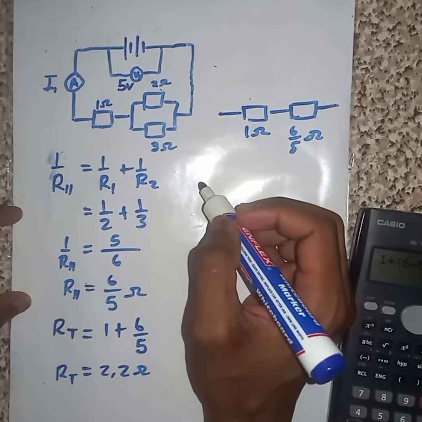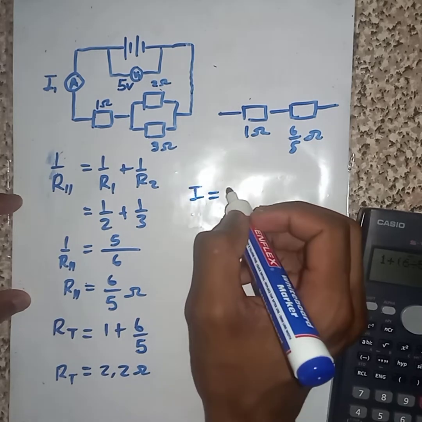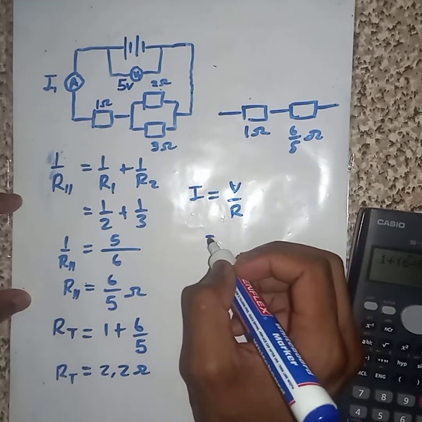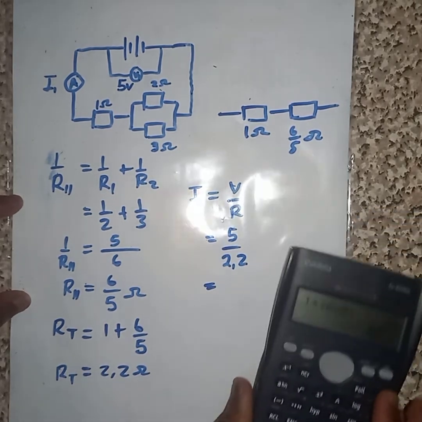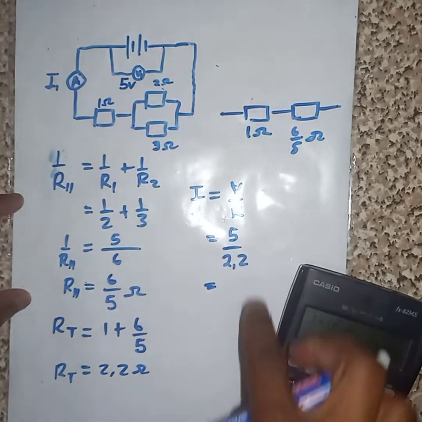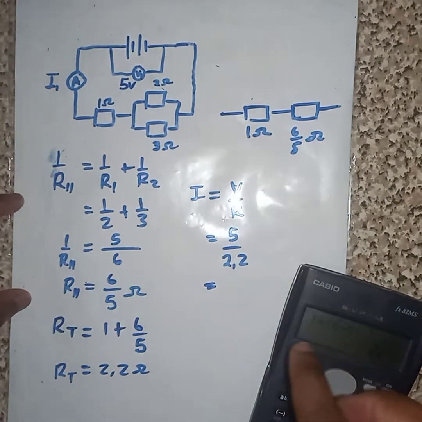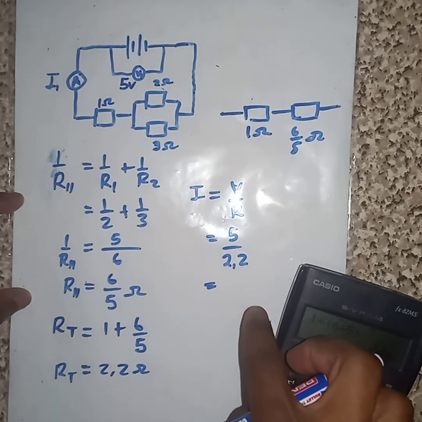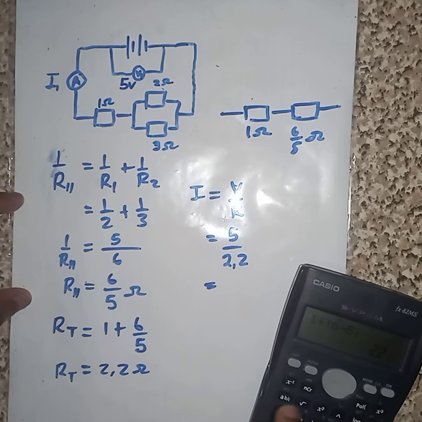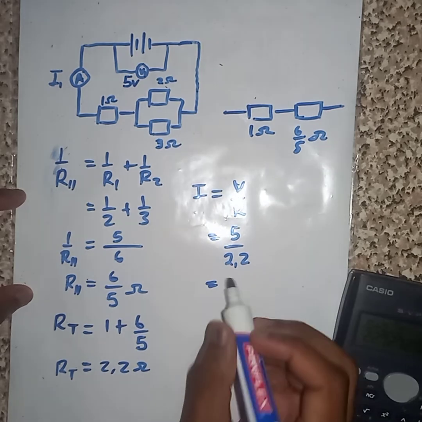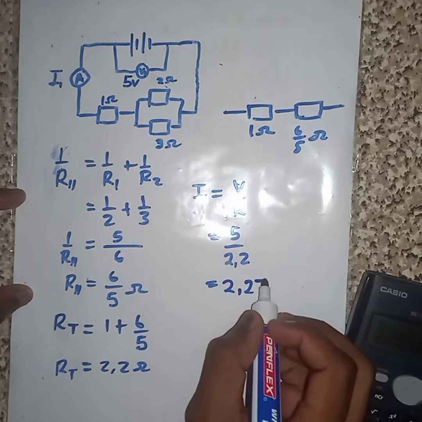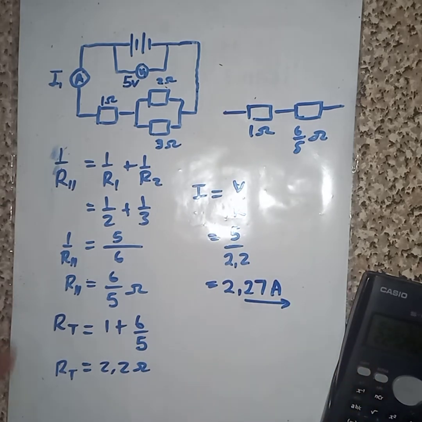Let us go to this formula, Ohm's law, V equals I R. Our V is 5, R total is 2.2. Then, so simple, you just substitute V as 5 and your total resistance as 2.2. Okay, 5 divided by 2.2, we get, let me round this answer to 2.7 ampere. See, this is our final answer for I.